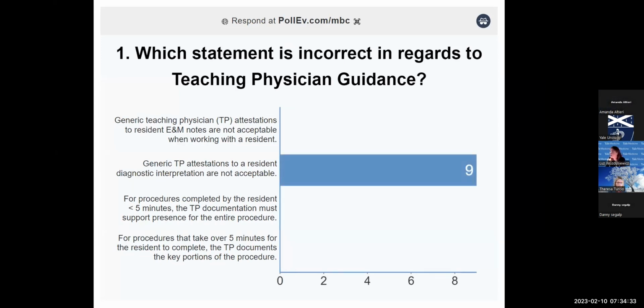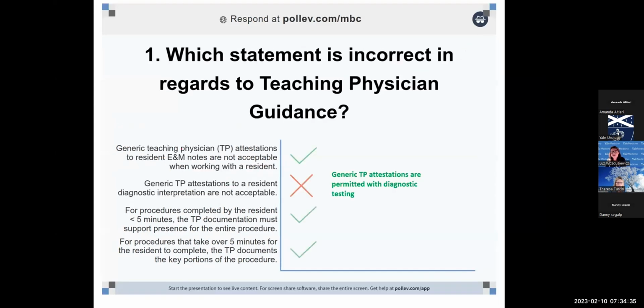It looks like the majority, everyone got it right. So this is the only circumstance where a generic teaching physician attestation would be acceptable. If a resident prepares and signs the interpretation, the teaching physician must indicate that he or she has personally reviewed the image and the resident's interpretation and either agrees with it or edits the findings. When that occurs, your attestation could be as simple as: I have personally reviewed the images and dictated or reviewed or edited the final report and agree with the findings.